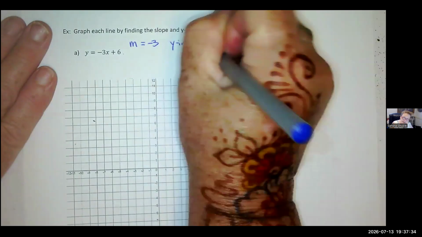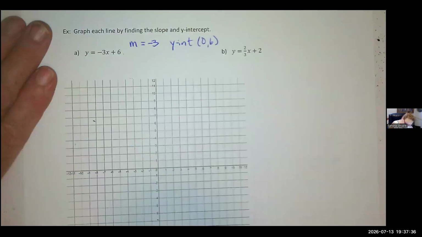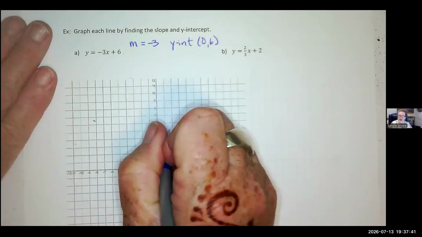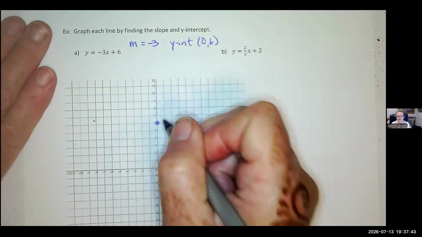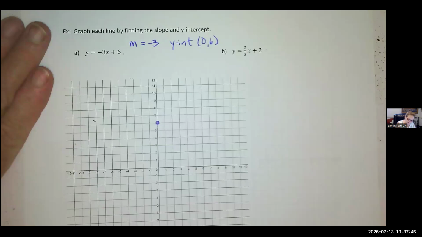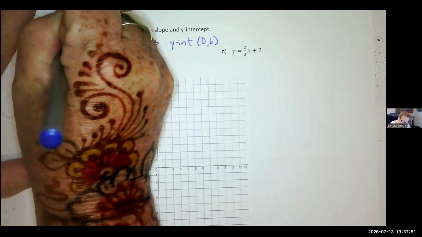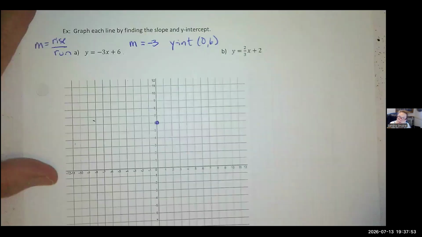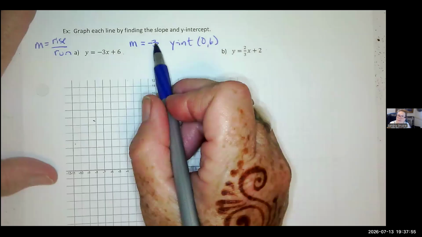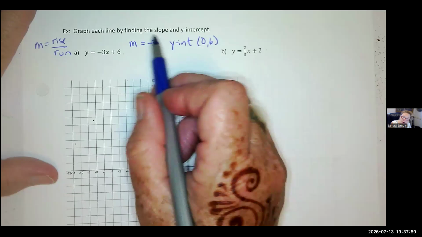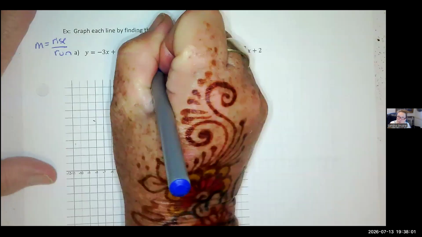Now, to graph this, I start with my y-intercept, (0, 6), place my point, and then from there, remember what I told you in one of my other videos, you're going to treat the slope as rise over run. So it's a -3. We've got a rise, but we don't have a run. Remember, if there's an integer, you can always put that over 1, and that gives us our run.